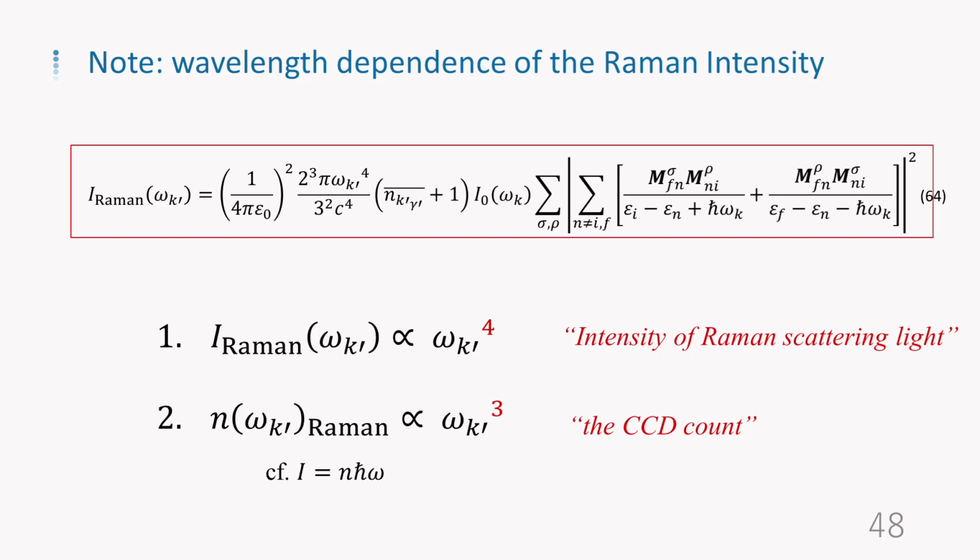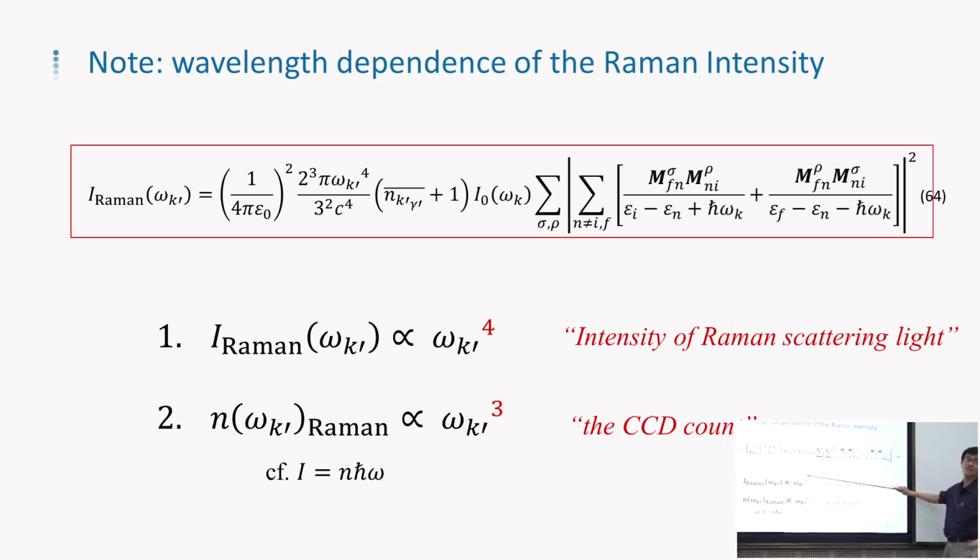One more important note. I explained Raman intensity is in proportion to the fourth power of the Raman scattering frequency. Okay, it's true. According to this equation, it's true. Raman intensity is in proportion to the fourth power. This is the intensity of the Raman scattering light.